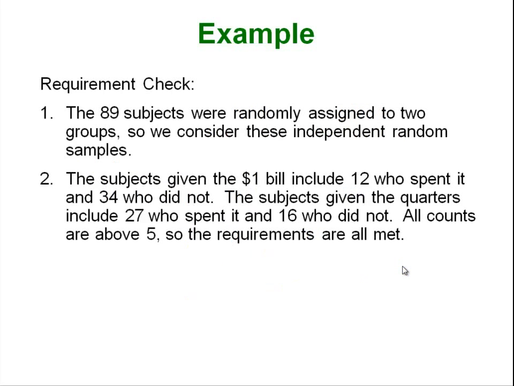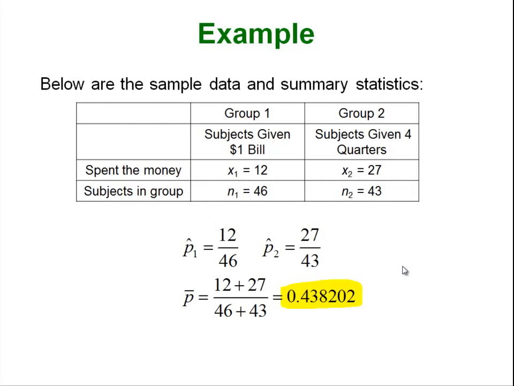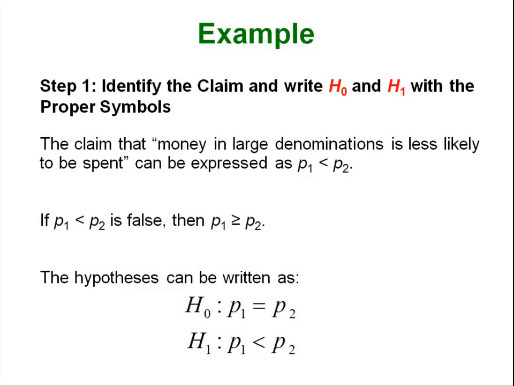Check our requirements. The 89 subjects were randomly assigned, so we have that simple random sample. And in the two groups, the numbers of people who spent and didn't spend were all over 5, right? Look at this: you've got 12 who spent, 34 who didn't, 27 who spent, and what is that, 16 who didn't. So those are all bigger than 5, so we're good to go there. Okay, so let's start with step 1. Remember our steps for doing hypothesis testing. We first need to identify the claim and then write out our null and alternative hypotheses.